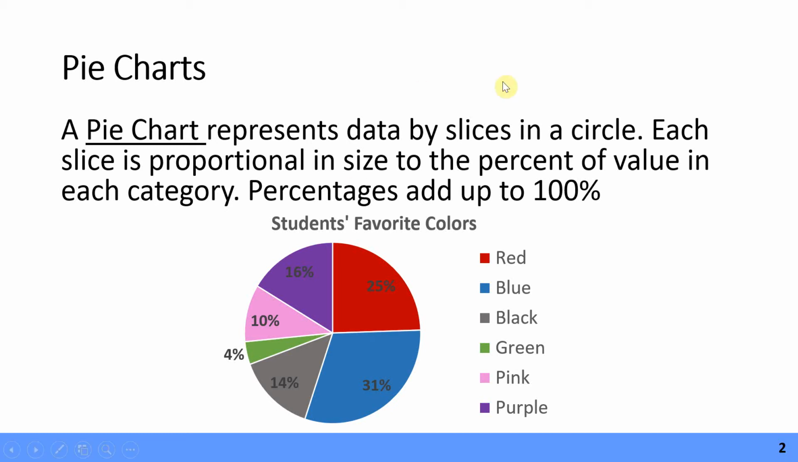So for example, here you see we have a pie chart of students' favorite colors. Obviously, the biggest chunk or the biggest slice pertains to the biggest percent, right? So here we have blue with 31%, a red with 25. It's a smaller size, and then the smaller the percentage gets, the smaller the slices are, right? And then again, if you were to add all of these up, they would add up to the 100% that they're supposed to add up to.